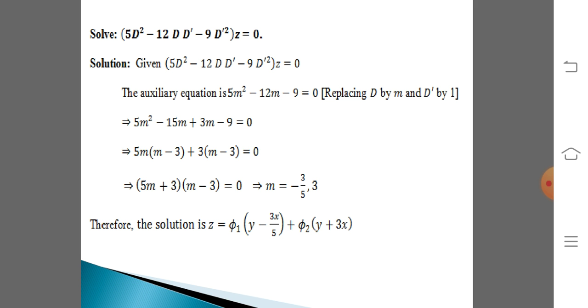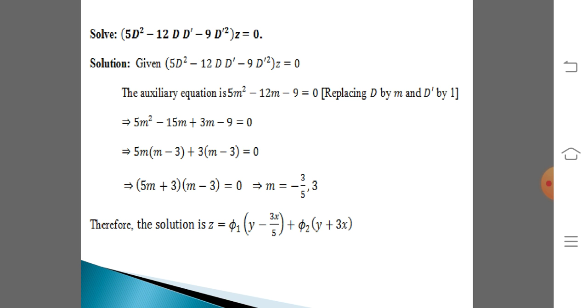So from the first two terms we have a common factor 5m. If 5m is taken out from the first two terms, we get 5m into (m minus 3). Similarly, from the last two terms, the common factor is 3. So by taking 3 outside from the last two terms, we get 3 into (m minus 3) equal to 0. Between these two terms, m minus 3 is a common factor. So you take m minus 3 outside from the two terms. So we get (m minus 3) into (5m plus 3) equal to 0. This implies m equal to 3 or m equal to minus 3 by 5.